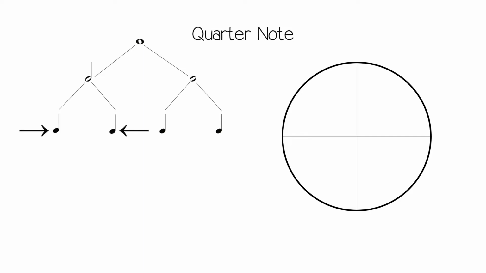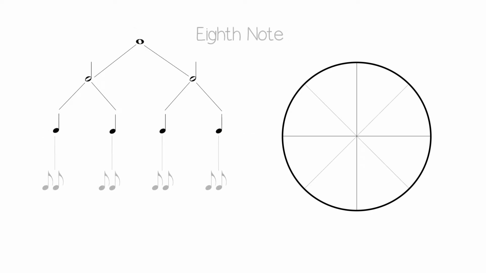There are 2 quarter notes in one half note, and 4 quarter notes make up one whole note, or in this case, one whole chocolate cream pie. There are 2 eighth notes in one quarter note, 4 eighth notes in one half note, 8 eighth notes in one chocolate cream pie. Whole note.